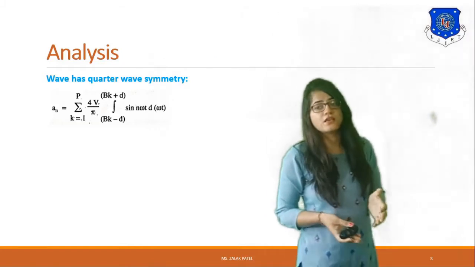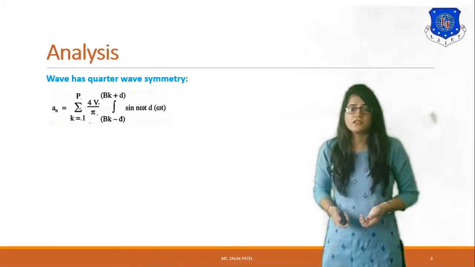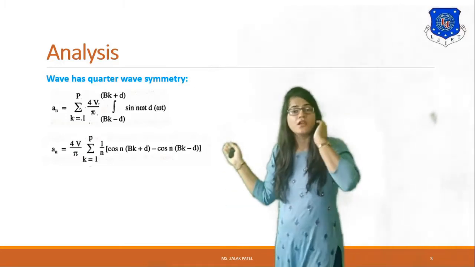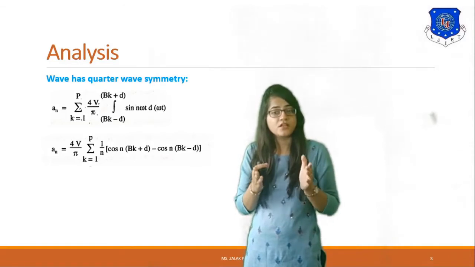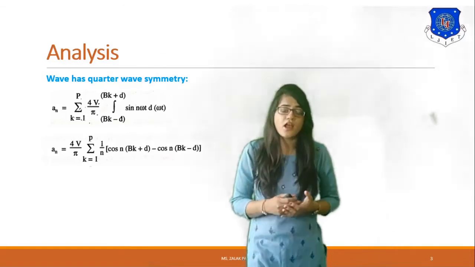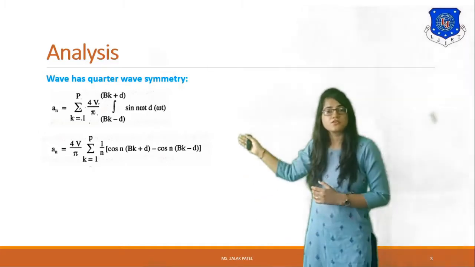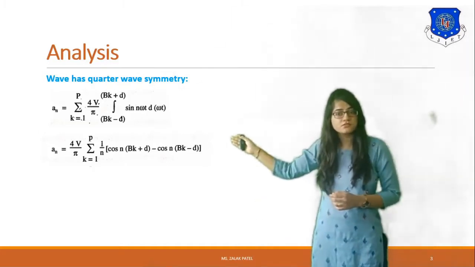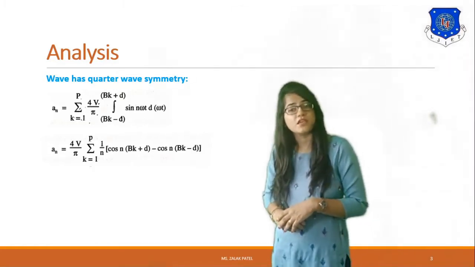Because in this case we have taken the reference signal as a sine signal. So for this, if we do the integration, the integration of sine is minus cos, and the limit is from bk minus d to bk plus d. So minus cos, with the first limit bk plus d and bk minus d.